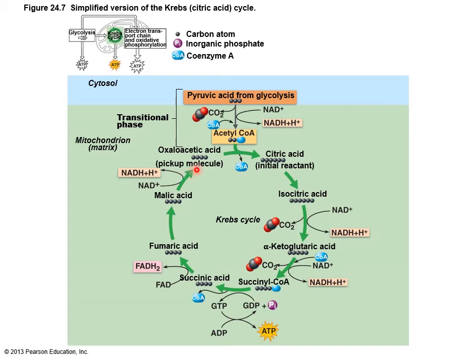So the pickup molecule that has 4 carbons combined with the 2-carbon acetyl group, that becomes citric acid. And citric acid is really the first product of this reaction, and sometimes instead of the Krebs cycle you will see this cycle called the citric acid cycle. So it goes around and around, and you can see in the process, here's your products.